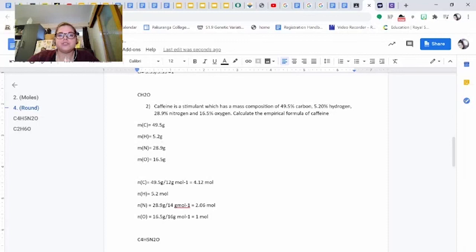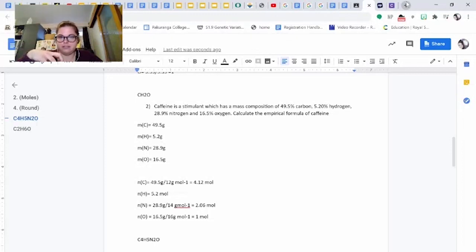Now, if we wanted to figure out what its actual formula is, all we need to do first is find out the molar mass of the molecule. So if you have the molar mass of caffeine, which hopefully when I search this up, it's not going to come up. Actually, I don't want to spoil the answer, the surprise. I'm going to search up the molar mass of caffeine on my phone. So it is 194.2 grams per mole.